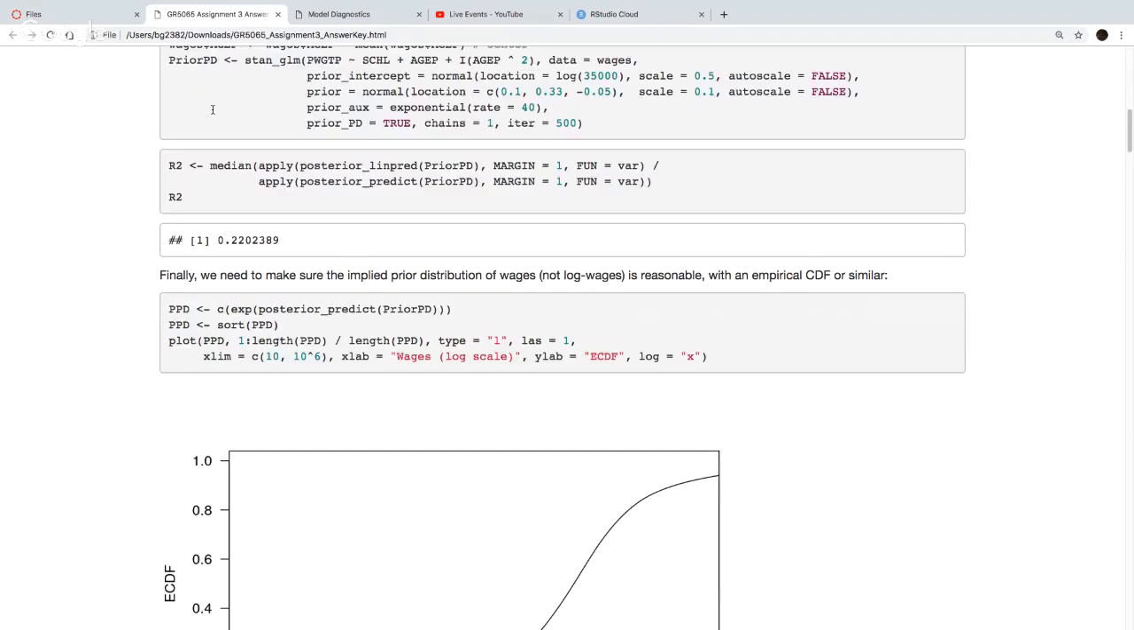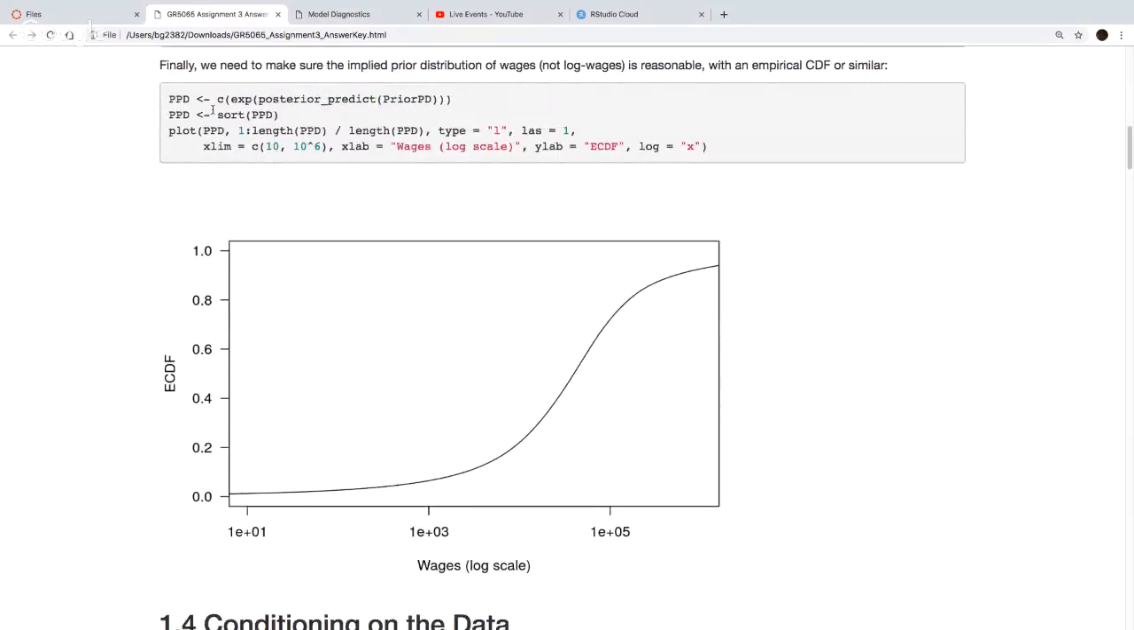But you should also make sure that the implied prior distribution of wages, rather than log wages, makes sense. So you just need the posterior predicted distribution of log wages, exponentiate it, and then you can do various things, histograms. Here's an empirical CDF. Most people are not making all that much money, and I cut it off before it got to millions and millions of dollars. But not so many people are making over like 100,000. So this might be somewhat reasonable for a distribution of wages. Questions about what I did with that?